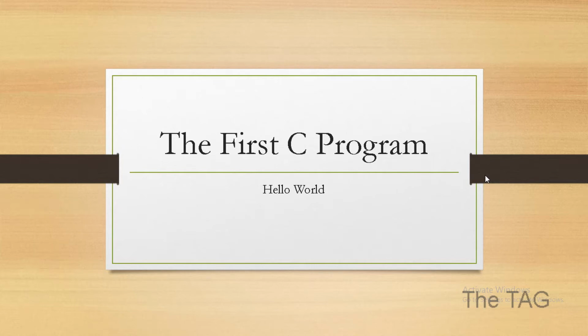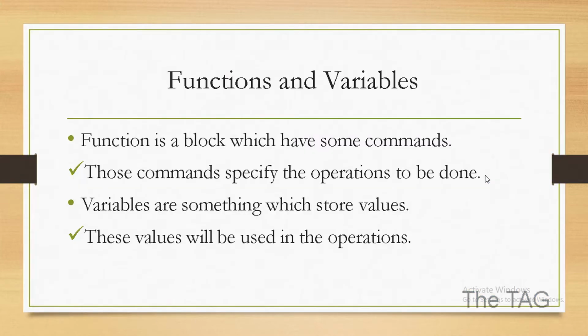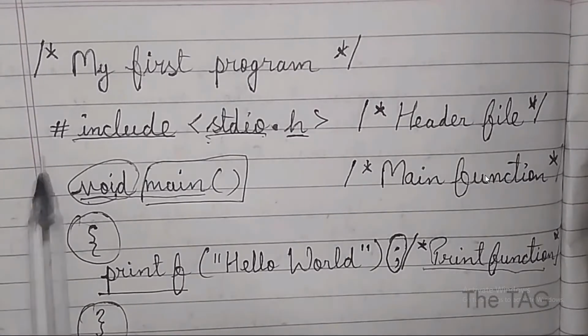The first C program. A C program is made up of functions and variables. A function has some commands which specify the operations to be done, whereas variables store values which we are going to use in the operations of our program. Now let's jump into our first program, which is Hello World.